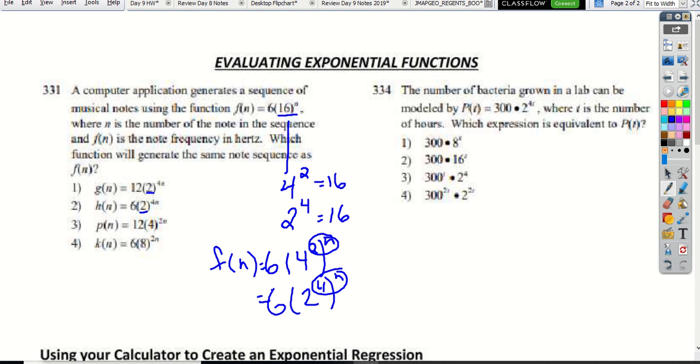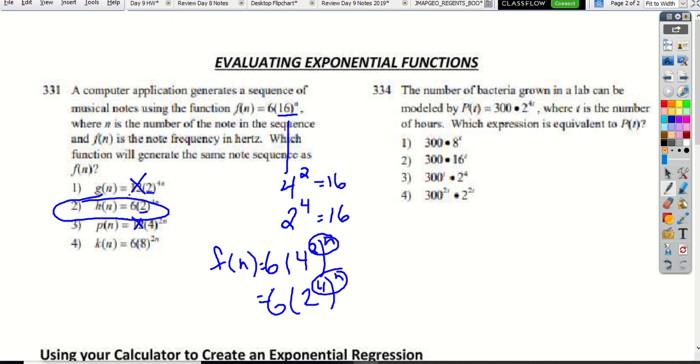So you can see how we have 2 to the 4n, and this 12, it tells us it can't be that one. And here it's another 12, and it's 2n. And here it's 8 and 2n. So we know it can't be 8. There's no way for me to multiply 8 times 8 and get 16. So it's got to be choice 2.